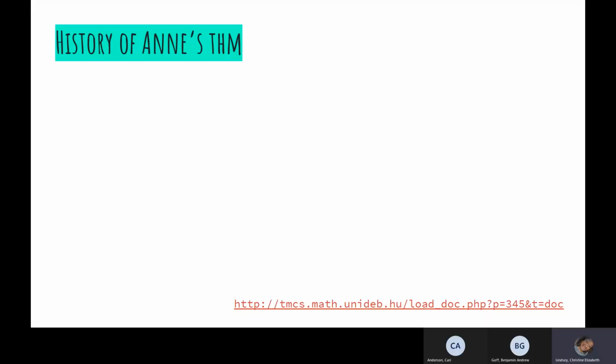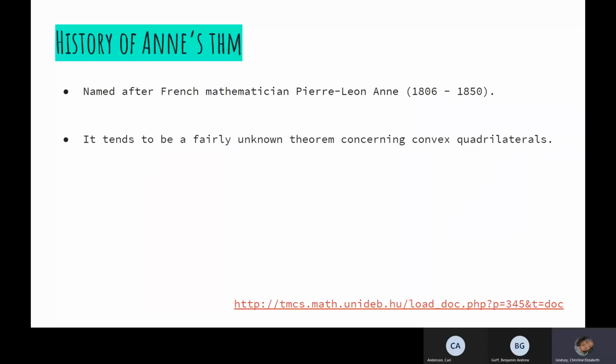So a little bit of the history of Ann's theorem. It was named after French mathematician Pierre-Léon Anne, who was alive from 1806 to 1850. This theorem tends to be fairly unknown concerning the convex quadrilateral. Many people don't actually know what this theorem is, and usually when they do see it, it's just through different geometry books or articles, but it's not usually used in the everyday. And it's also not very well known how he discovered or proved this theorem.